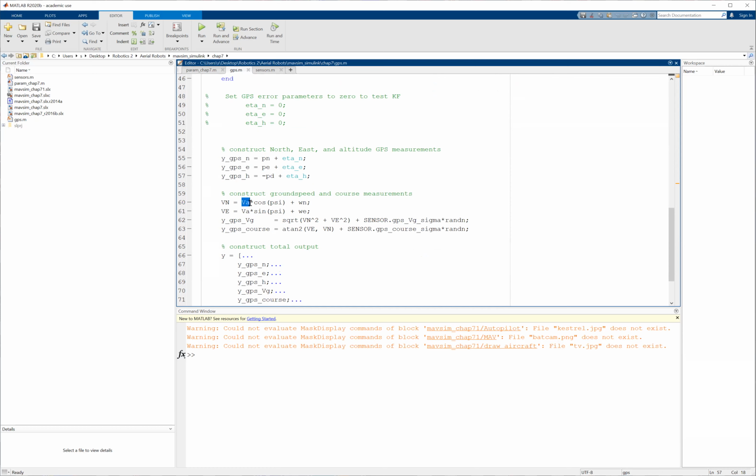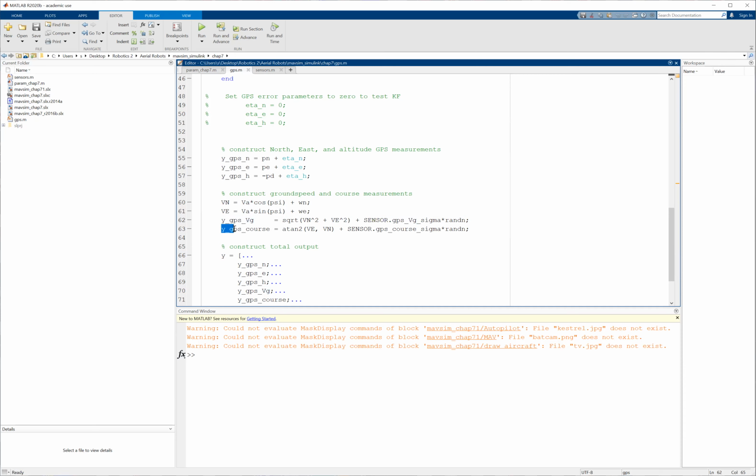Now, since VA is the input to the function, which is the airspeed, you can add wind in the north direction, wind in the east direction. Remember, you get these from your wind models, and then you can find VN and VE, which is the velocity in the north direction, velocity in the east direction, and your GPS velocity is going to be the square root, the magnitude of these plus the error that you computed. This is going to be your velocity indicated by the GPS, ground speed indicated by the GPS.